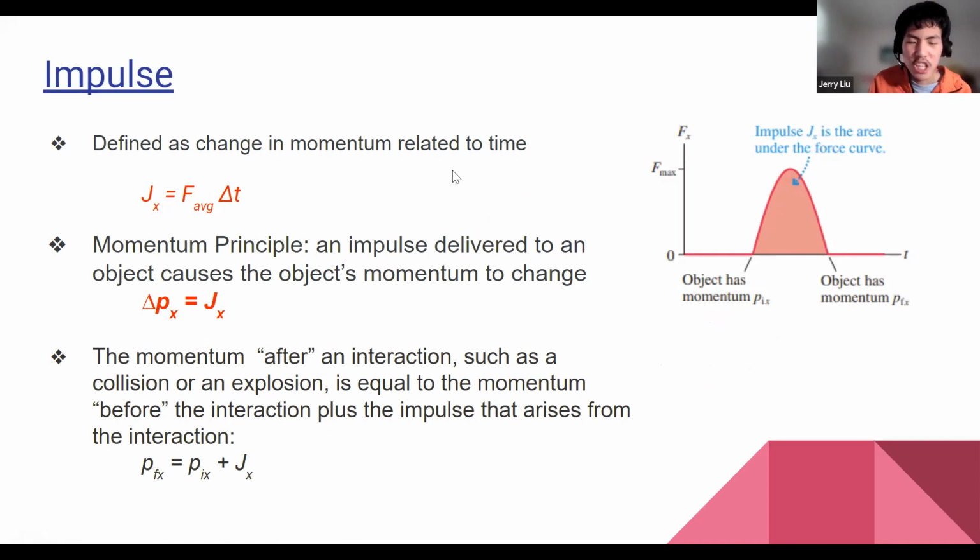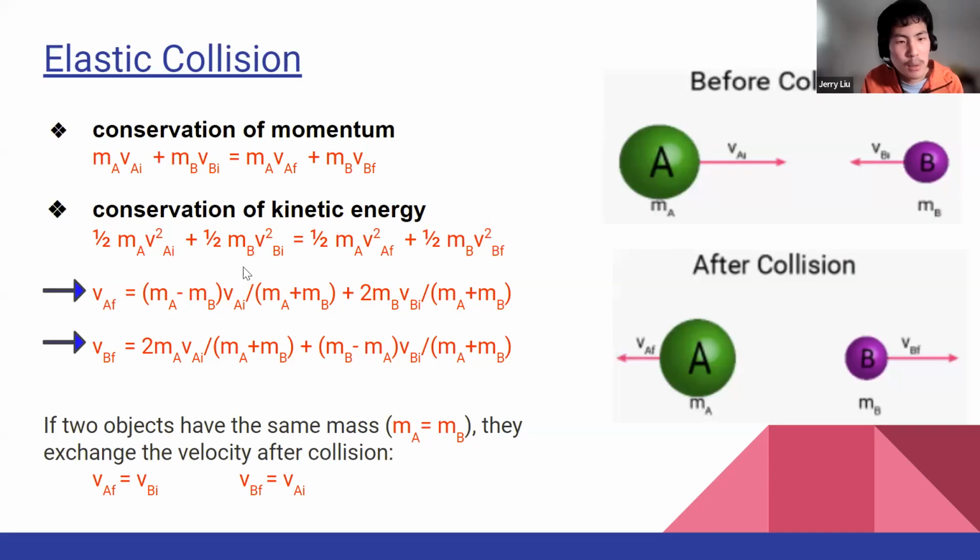Basically, since the change in momentum is impulse, if an object has momentum before an explosion and it gets impulse, obviously the final momentum is just the sum of the two. And this was like the 3 types of collisions.